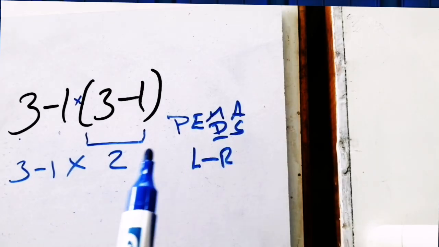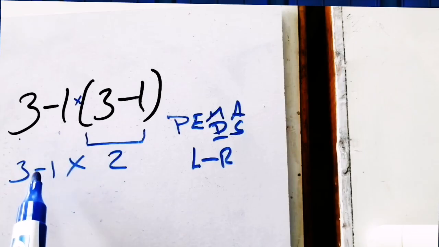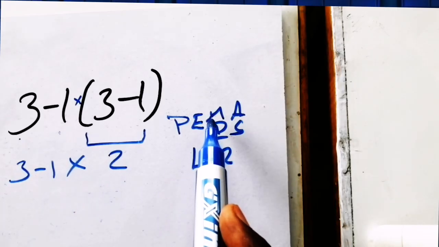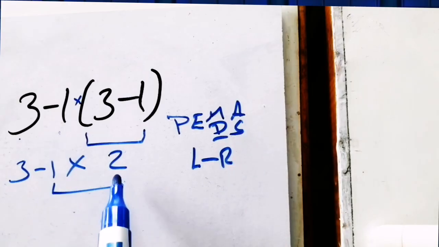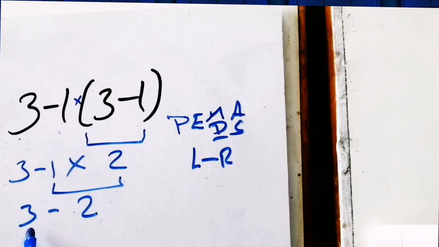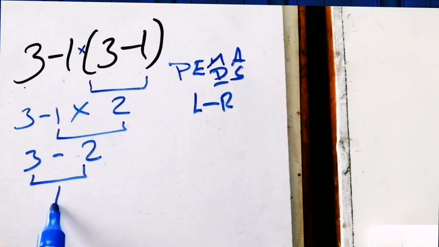Therefore, according to PEMDAS, this multiplication has higher priority than this subtraction, okay? Multiplication comes before subtraction according to PEMDAS. Therefore, we have to multiply these numbers. 1 times 2 which equals 2. Then 3 minus 2 which equals 1, okay?